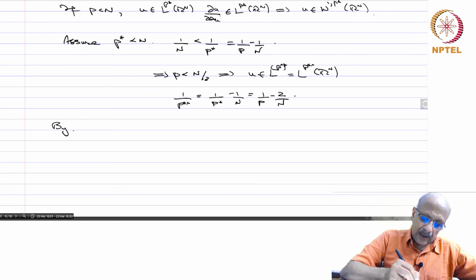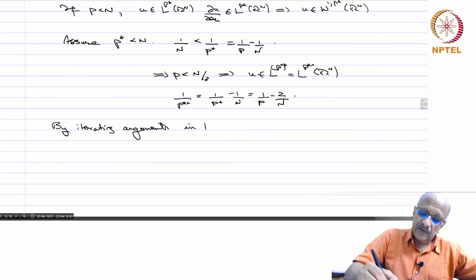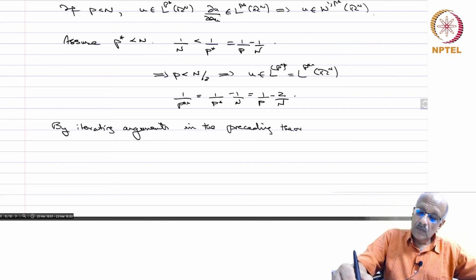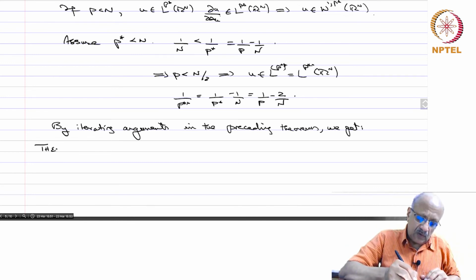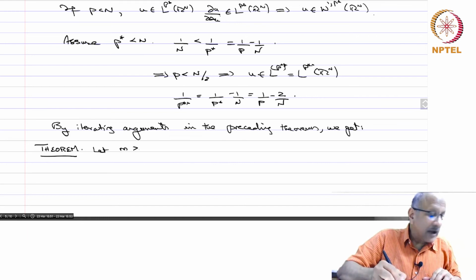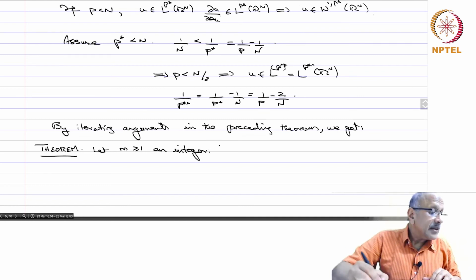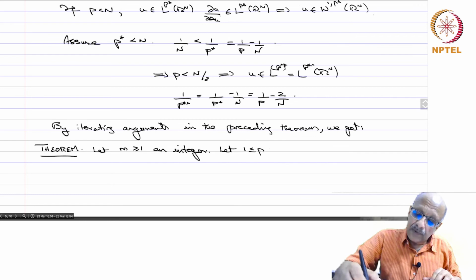So, by iterating the arguments in the preceding theorems, we get the following. Theorem, this is the complete Sobolev embedding theorem. Okay. So let m be greater than or equal to 1, an integer. Let 1 less than or equal to p less than infinity.